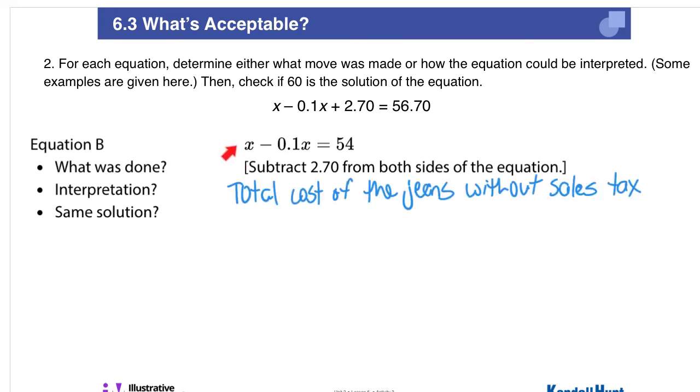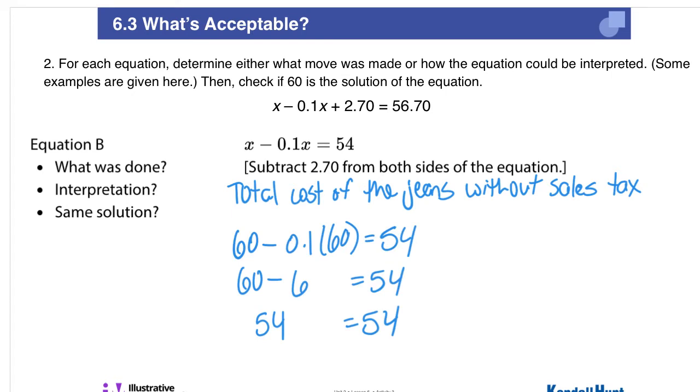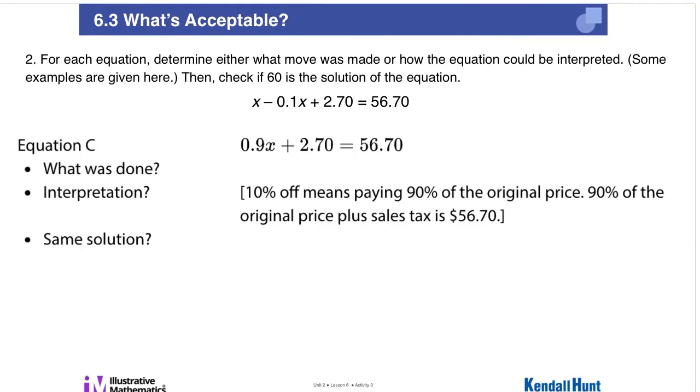In equation B, they're telling us what was done. They subtracted 270 from both sides of the equation. Notice they subtract 270 here and 270 there. We end up with this. So the interpretation of what this equation tells us is the total cost of the jeans without sales tax, because that 270 was sales tax. And I can see when I plug in 60 to this new equation that I do end up with a true statement. Same thing on both sides. And so yes, this one also has the same solution.